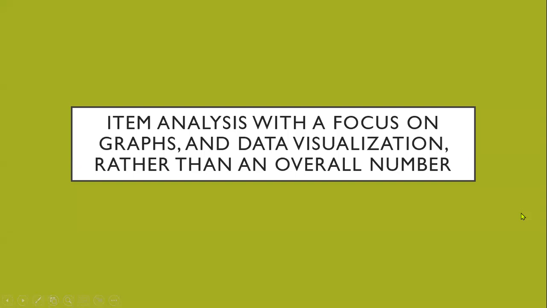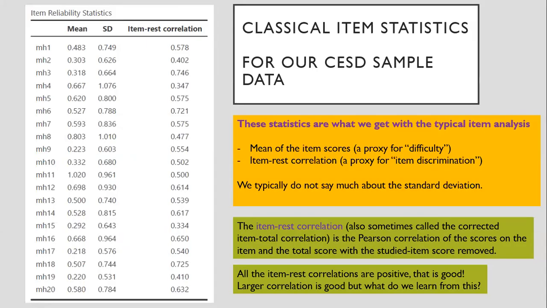All right, let's look at the item analysis, the focus on graphs and data visualization rather than just an overall number. I think it's worthwhile to see at least one display, the very simplest, most common display of item analysis in classical test theory. You'll see for item 1, the average score, even though it's 0 to 3, the mean score was 0.483, standard deviation 0.749, and what's called the item rest correlation. So it's the correlation of the score on item 1 and what's called the rest. It's basically partialing out, or removing, the studied item out of the total score. You'll see there's situations where I do that and situations where I don't, depending on the purpose of the analysis.